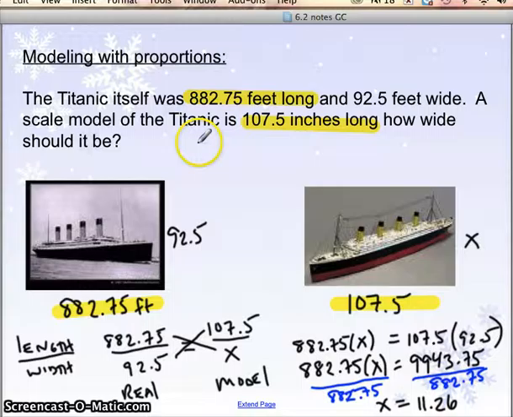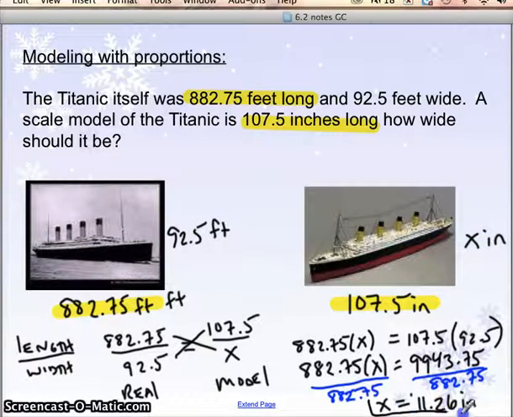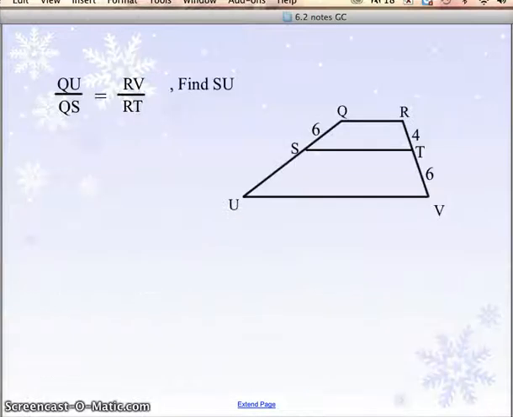11.26. I should have labeled these. These were feet, that was the real Titanic, and the model was inches. So we just solved for the width. So this should be 11.26 inches. Always be really careful about what the units are. Okay. Next problem. I only have a few minutes left, so there might be a second video. Just wait and we'll see how we're doing.